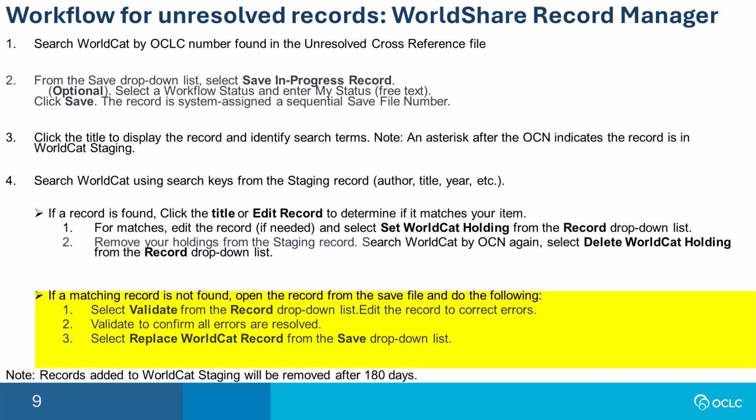If a matching record is not found, select Validate from the Record drop-down list. Edit the record to correct errors. Validate again. Then select Replace WorldCat Record from the Save drop-down list. The record will be fully indexed in WorldCat and can be exported if needed. Note that unprocessed records are removed after 180 days.